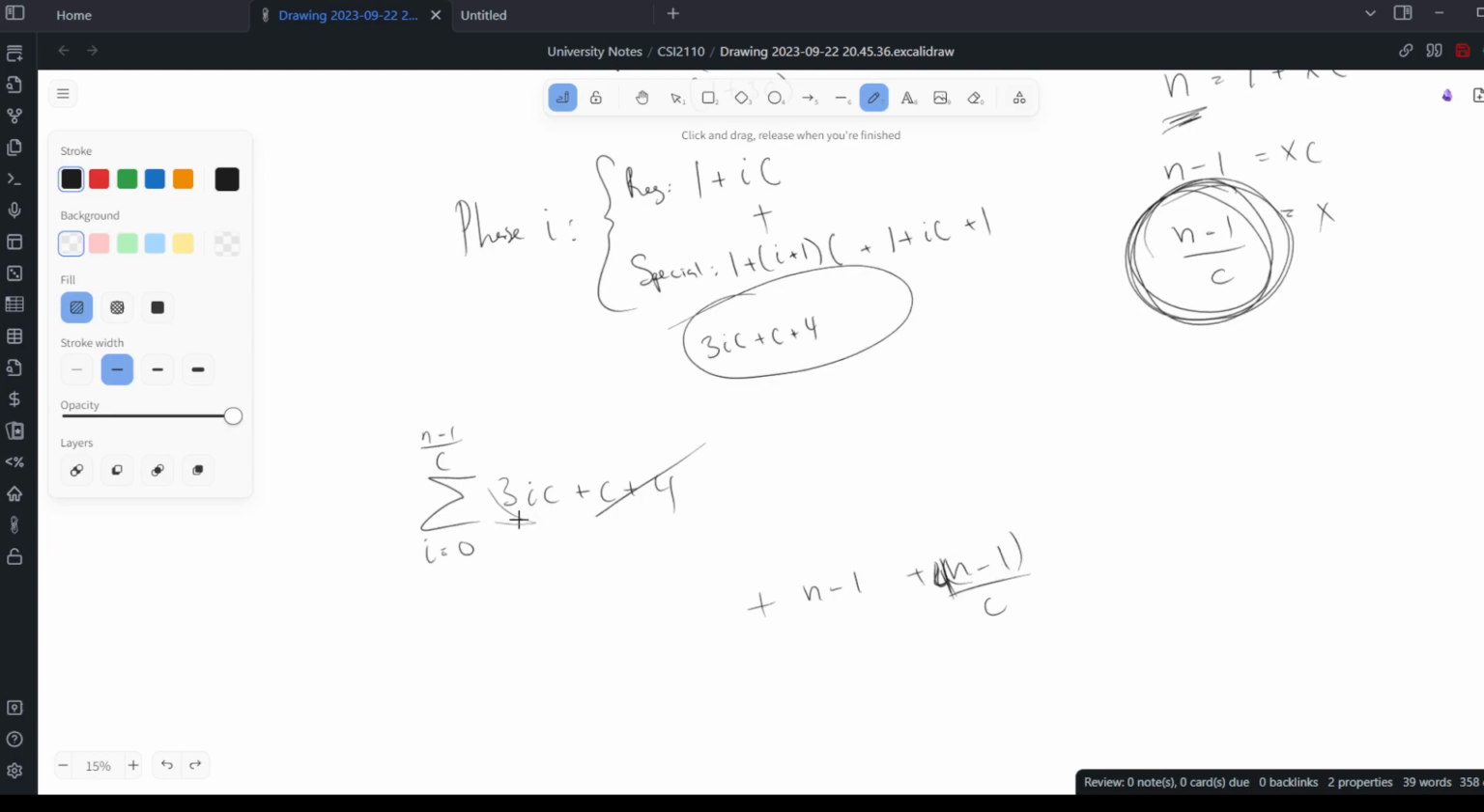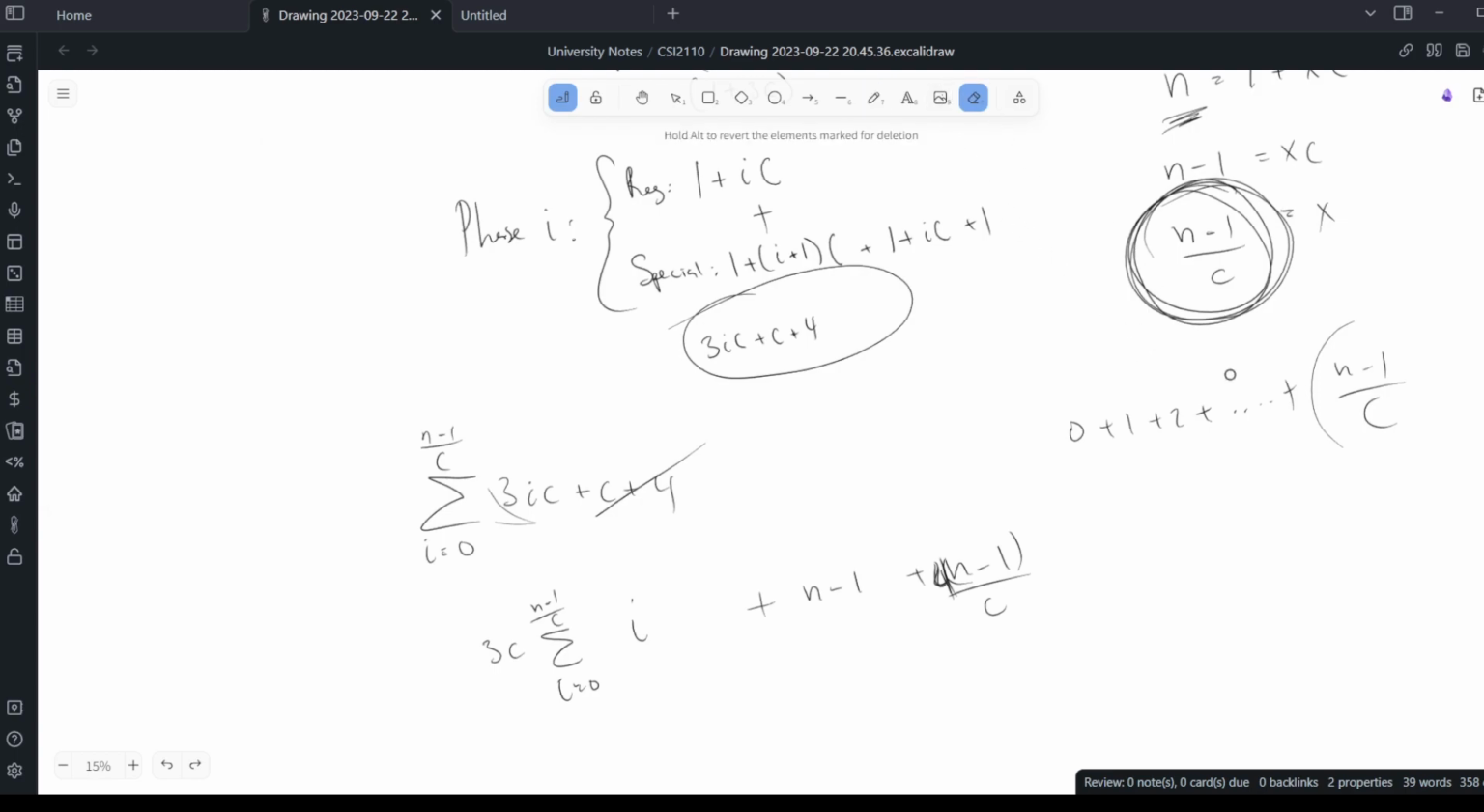Yes, and then here we're going to have 3 and c are constants, so we can just pull them out. 3c, and we're going to have the sum of 3 times i, from i equal to 0 to n minus 1 divided by c. And so we see that we go 0 plus 1 plus 2 plus, and so on, all the way to n minus 1 divided by c, which will be an integer. What does that look like? Yet again, just pattern recognition. If you don't know, well, you don't know, and now you will know.